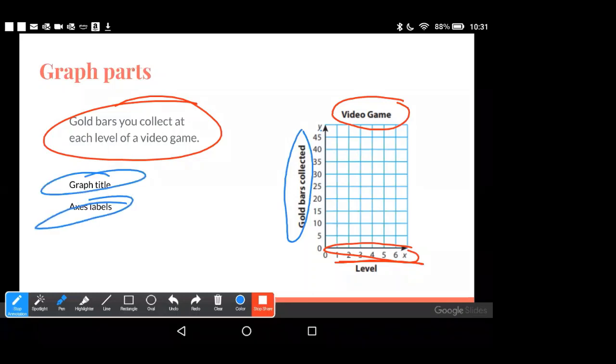That's where this graph title and the axis labels really help you understand a graph. You can look at the labels and say, okay, what is this going to look like? What am I looking at? So that's making sense of and analyzing the actual graphs.